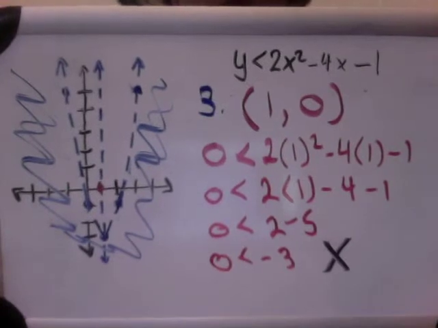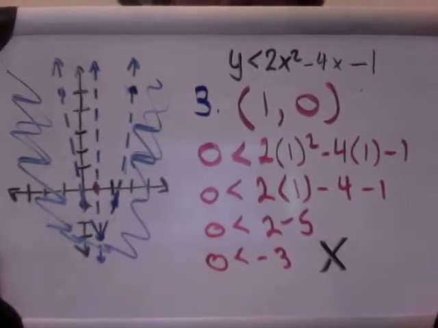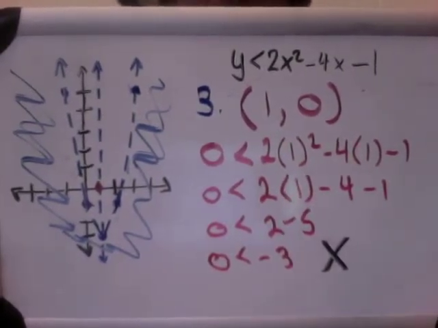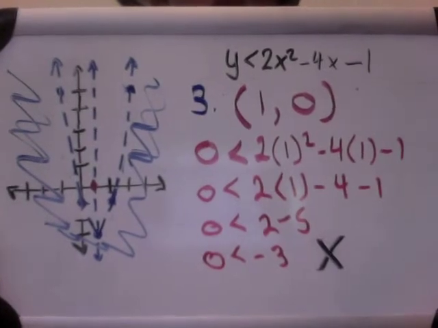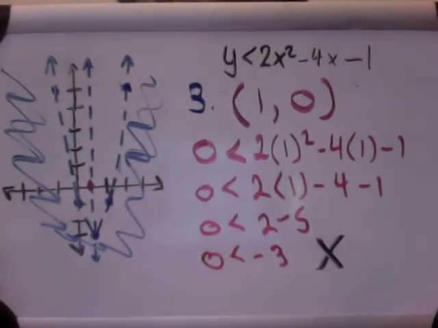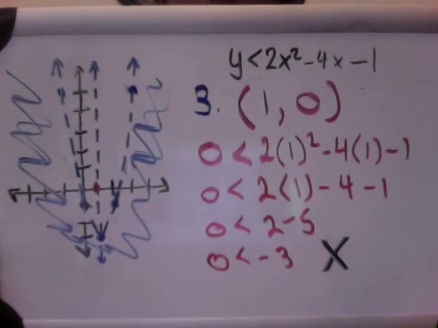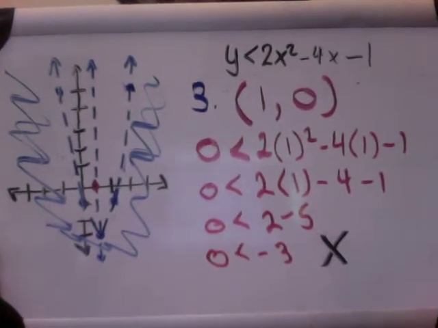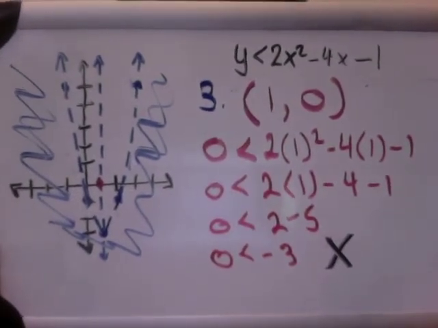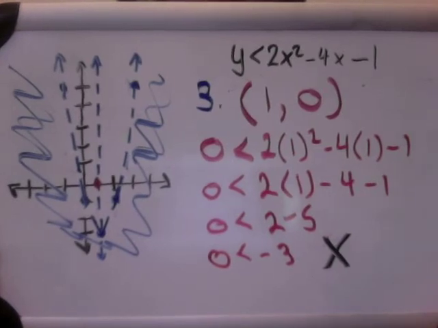We now have shaded the outside of the parabola. The shaded region is all of the solutions to the inequality y is less than 2x squared minus 4x minus 1. And now we are done graphing this quadratic inequality.